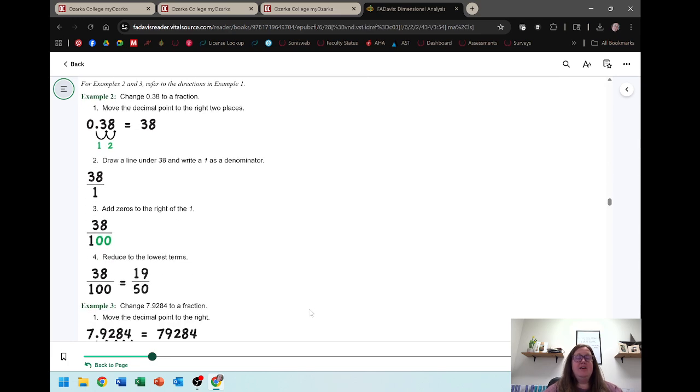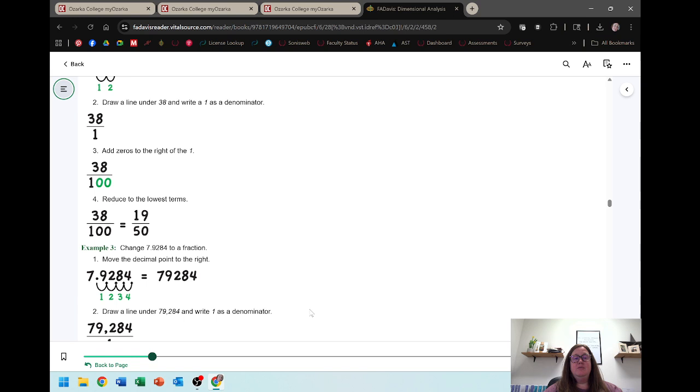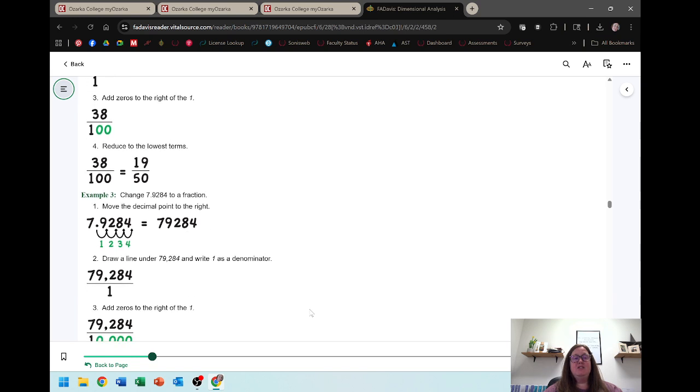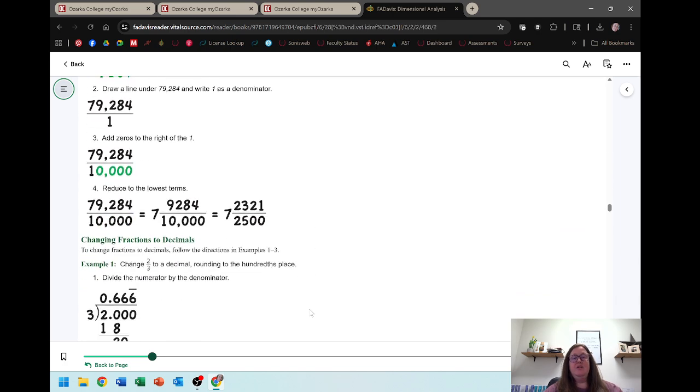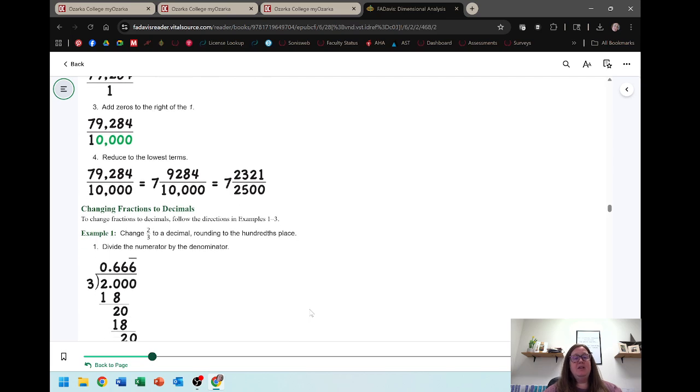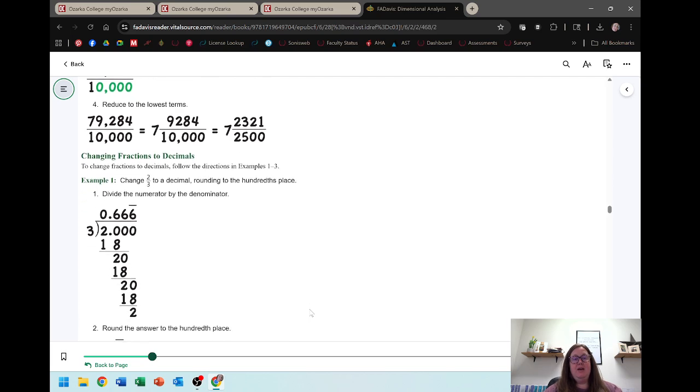So this is another example, 0.38. We move the decimal place to the right twice to get rid of it, and then therefore we're going to have 2 zeros in our denominator. So 38/100ths. Make sure it's reduced to lowest terms. We divide by 2 on the top, 2 on the bottom, and come up with 19/50ths. So no matter how many zeros you have or decimal places, we're doing it the same way.